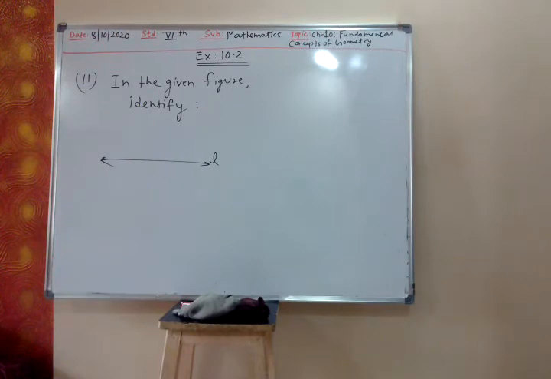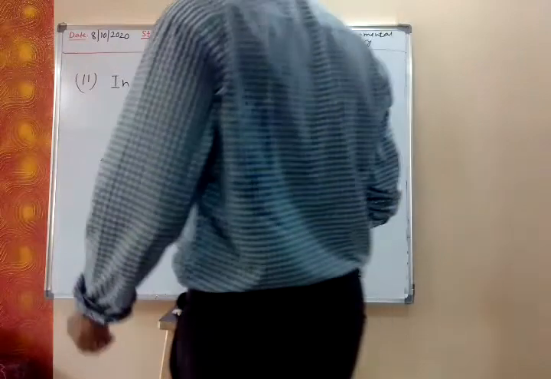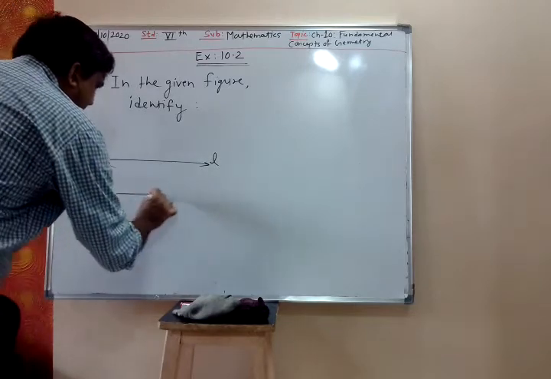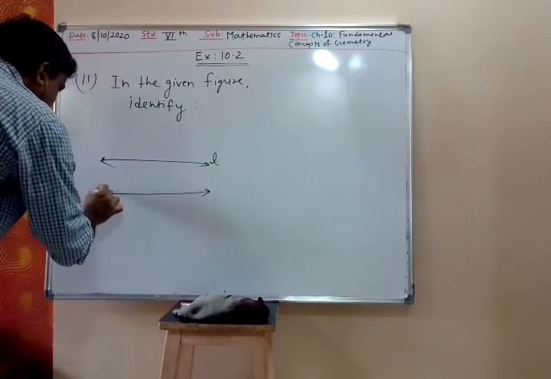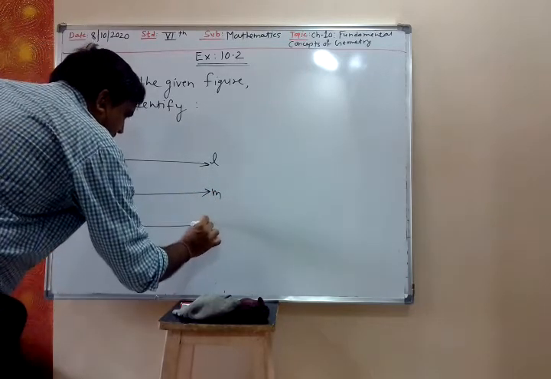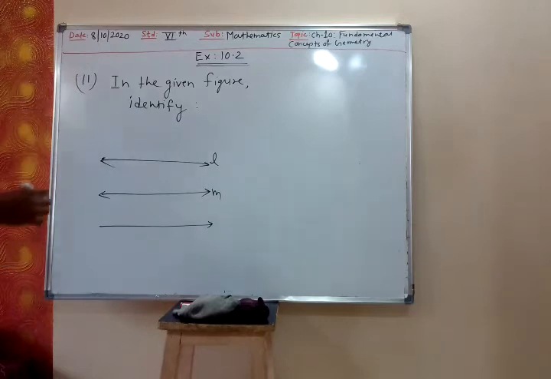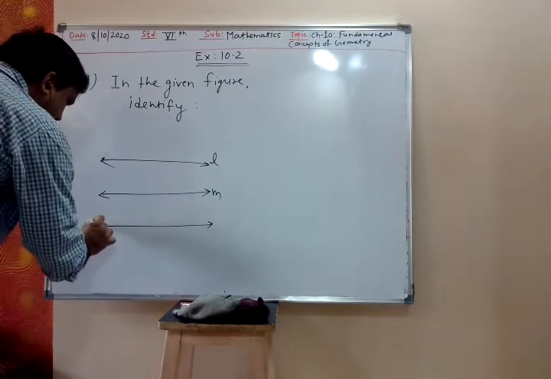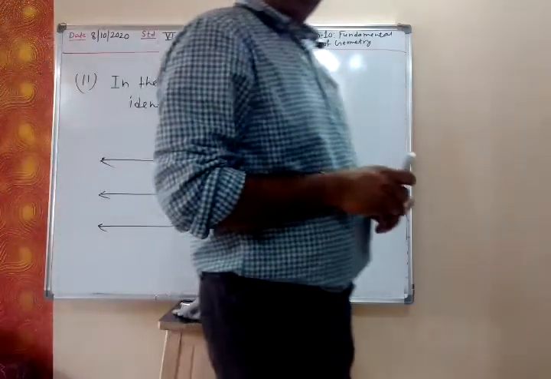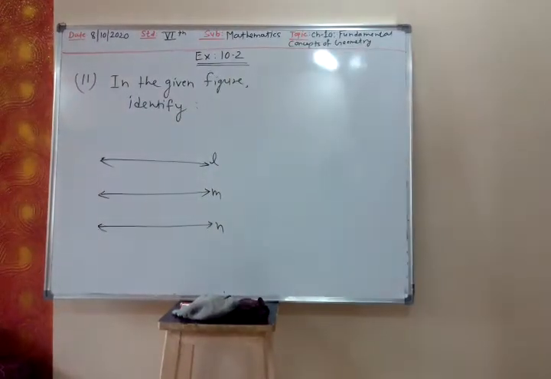Okay. In the given figure, we draw line L. Then L is parallel to line M and M. Page number 147. LMN, they are parallel.